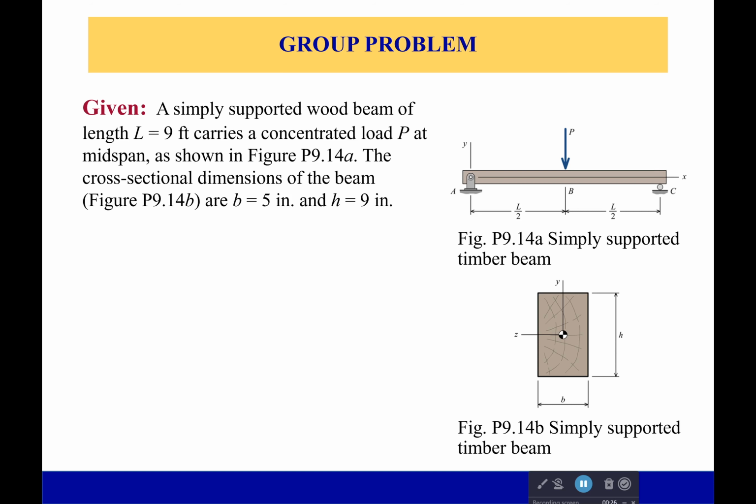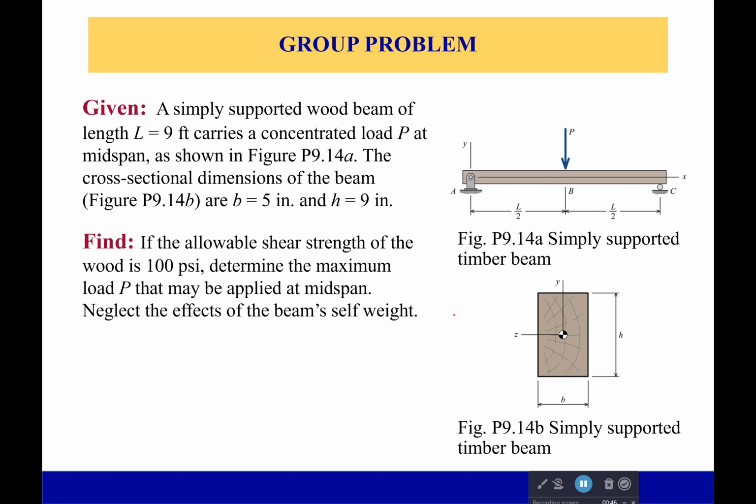Now let's look and see what we have. Well, we have a simply supported wood beam of 9 foot long. It's got a concentrated load P at mid-span. And you can see the cross-sectional dimensions of the beam are going to be 5 inches wide and 9 inches tall. It's kind of similar to things we've seen in the past. If the allowable shear strength of the wood is 100 psi, determine the maximum load that can be applied at mid-span. And we get to neglect the weight.